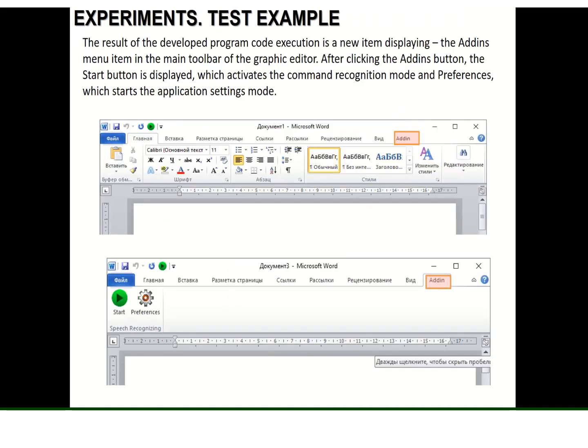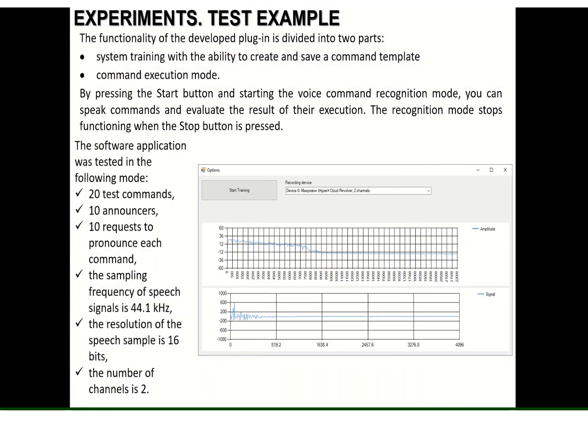The result of the developed program code execution is a new item displayed, the Add-ins menu item in the main toolbar of the graphic editor. After clicking the Add-ins button, the start button is displayed, which activates the command recognition mode, and preferences, which start the application setting mode. The software application was tested in the following mode: 20 test commands, 10 announcers, 10 requests to pronounce each command.